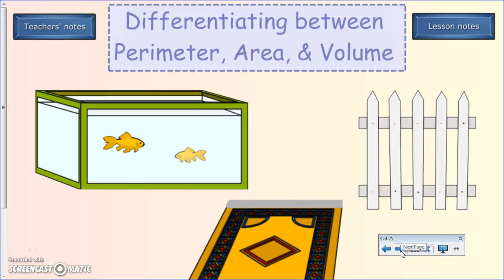Today we're looking at differentiating between perimeter, area, and volume. And since this is a review of several activities we've done already this year, there isn't an SBI to copy down. So take a look at the worksheet that you have.